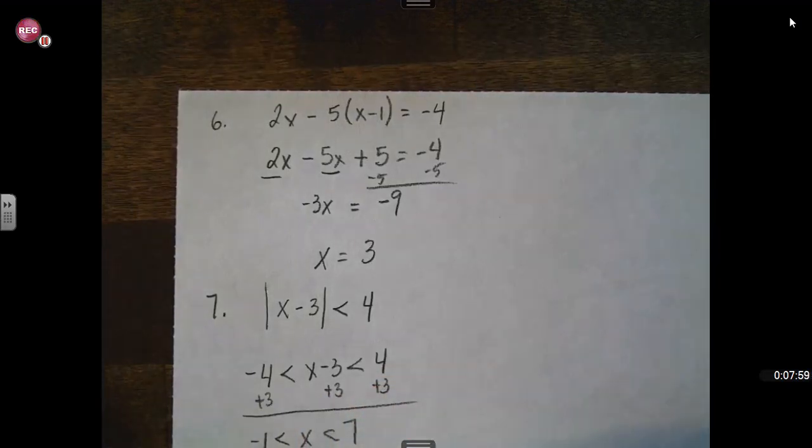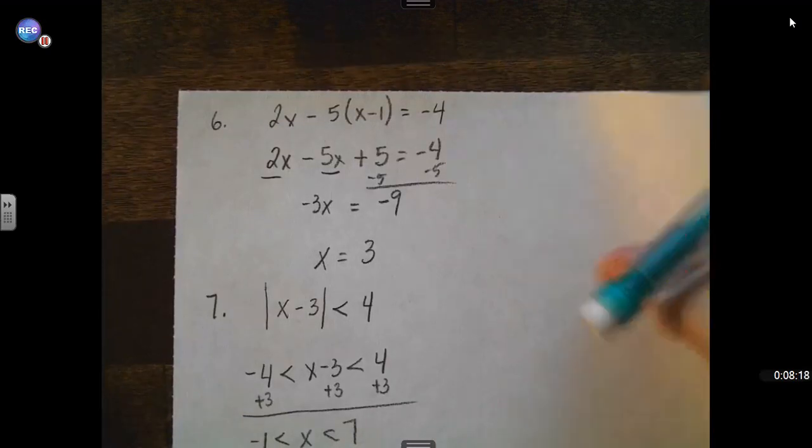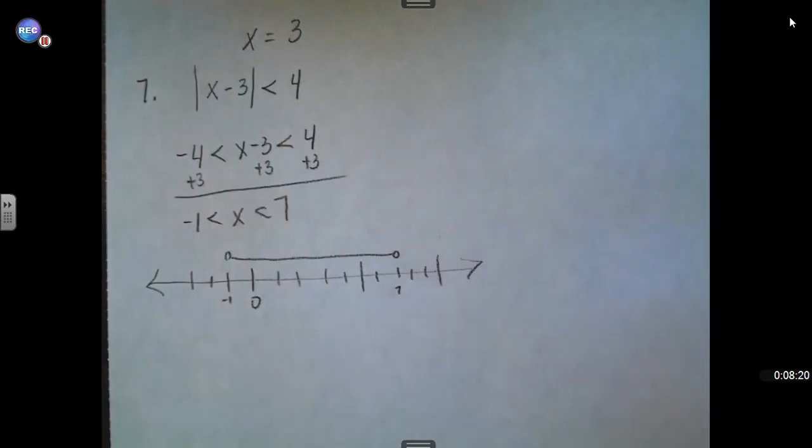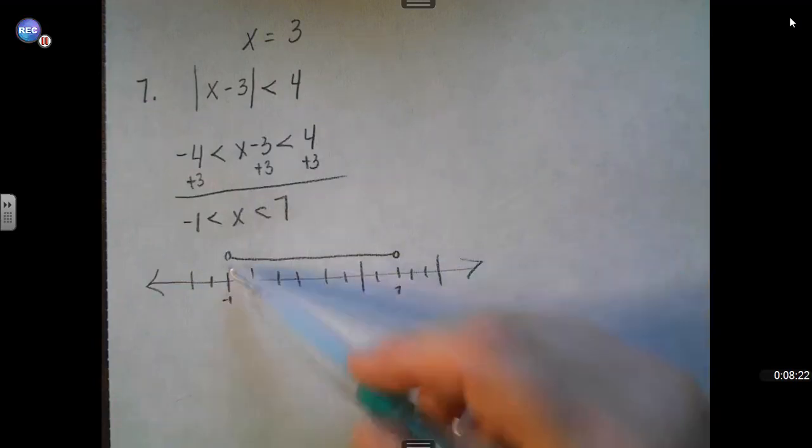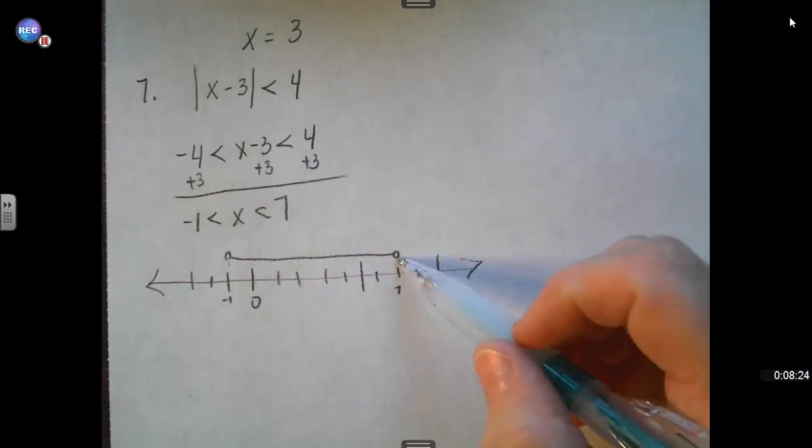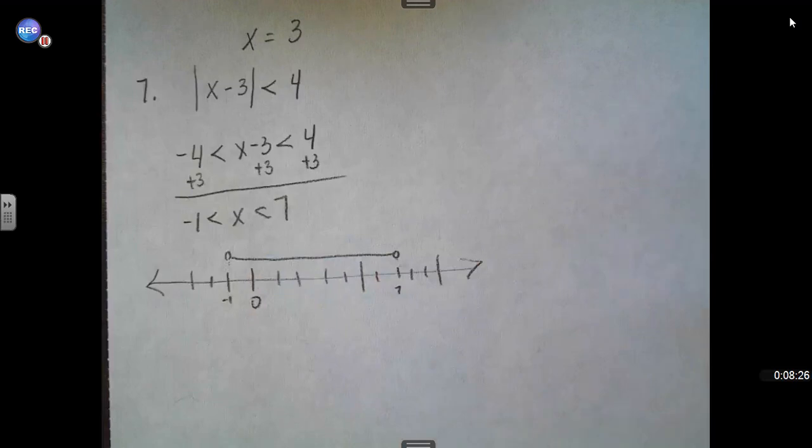The other part of our solution is the graph, which would be an open circle at -1 and an open circle at 7 and everything in between. X is between them. And you didn't see that because my paper's not pulled up enough. So open circle at -1, open circle at 7, and x is between them.